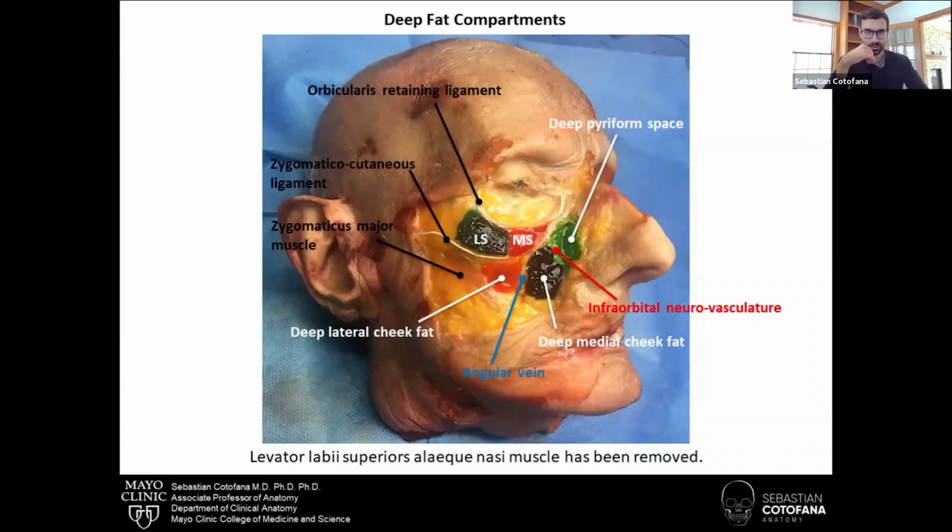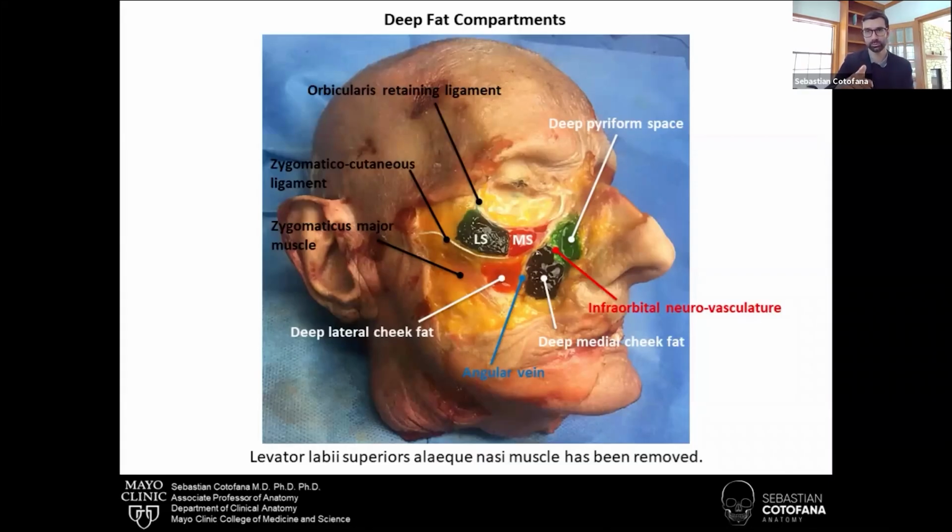During the process of aging, are these fat compartments changing their position? And the answer is no, they don't. These fat compartments are very, very stable. They do not change their position because their boundaries are also stable. The infraorbital foramen stays there. Muscle origins, like levator labii or levator anguli oris, stay stable. So when they stay stable, the fat compartments also stay stable, which is very important.